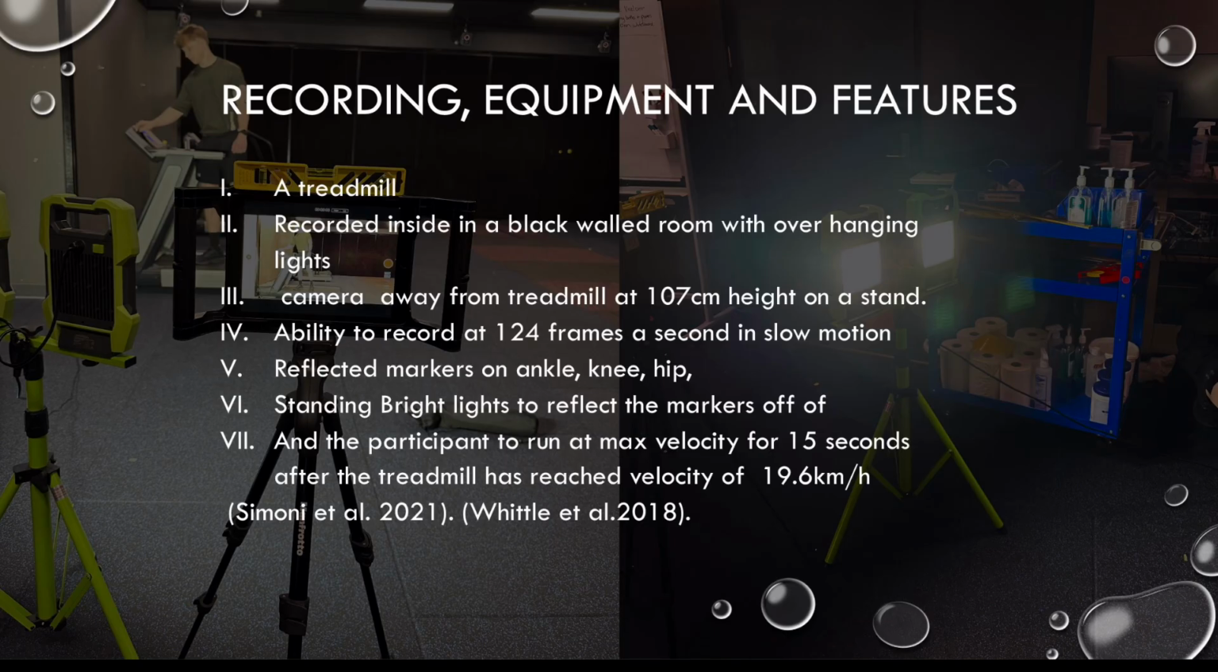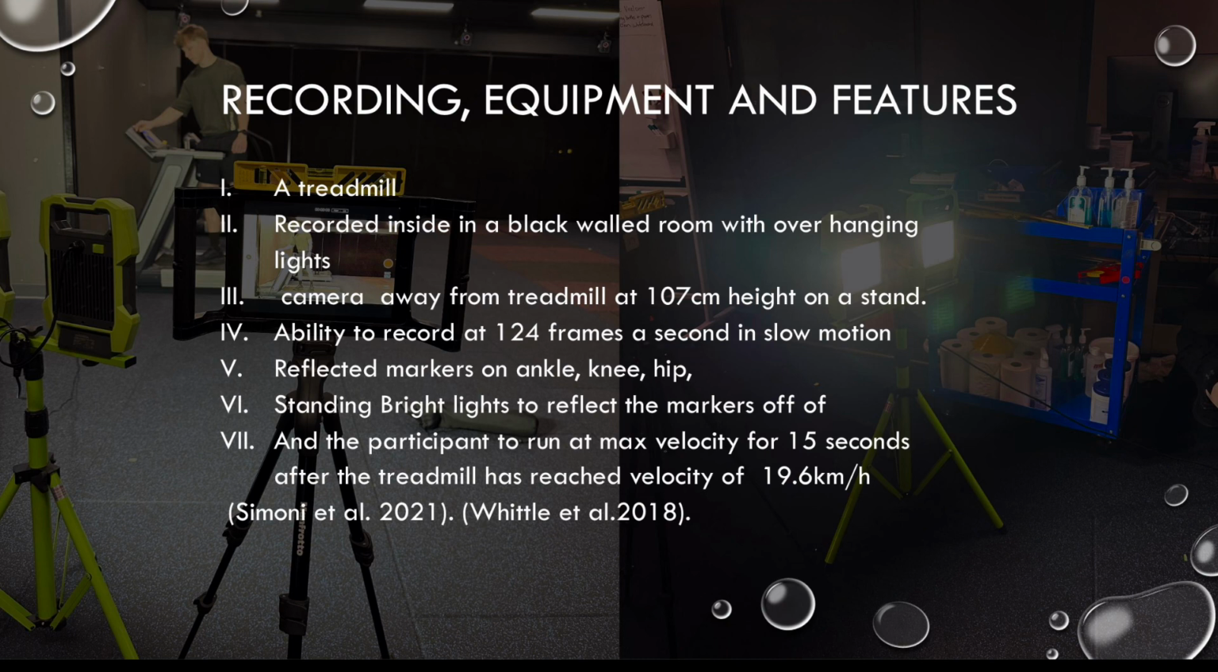Having a look at our recording equipment and features. We're doing this inside, so we need to have a treadmill with the ability to run up to 20 kilometers. We're recording this, so we need to have overhanging lights on top, and we need to have a standing light in front of us. We also need to have a camera with the availability to do 124 frames a second in slow motion, while also being positioned at 107 centimeters of height and 3 meters away.